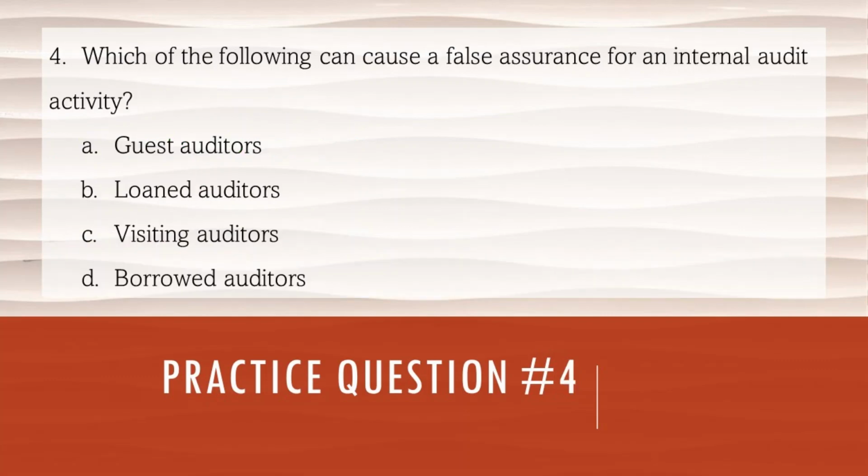Number 4, which of the following can cause a false assurance for an internal audit activity? A, guest auditors, B, loaned auditors, C, visiting auditors, or D, entry-level auditors. So these 4 choices seem very interchangeable. You may think that way, but they're actually very different.